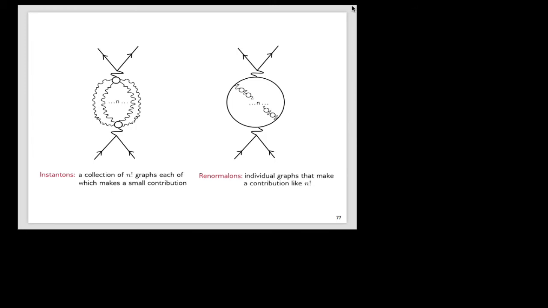There's n factorial such graphs, each of which make a small contribution at each fixed order of perturbation theory, but for n large, n factorial of even a small contribution is a big contribution. And then renormalons, which are just individual graphs that make a contribution like n factorial, which of course for n large is going to be large. And what the presence of these graphs means at large order is that the division by n factorial in the Borel transform is insufficient to completely tame the large order divergent behavior. N factorial divided by n factorial is on the order of 1, and if you add up 1 an infinite number of times, you're still going to get infinity.